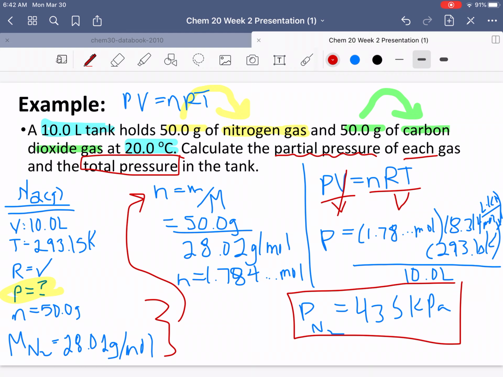When you calculate the total pressure, though, you really need to use the unrounded value because think about it. We want the total pressure to be accurate as well. So the unrounded value is 434.9124... kilopascals. Keep that in the back of your head when we do the total. Okay, let's move on and figure it out for carbon dioxide.